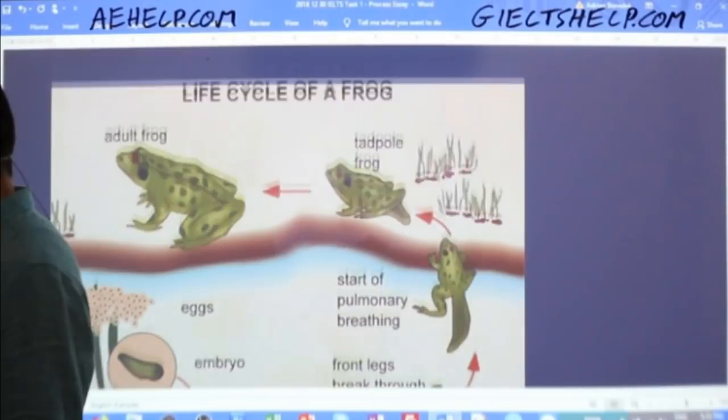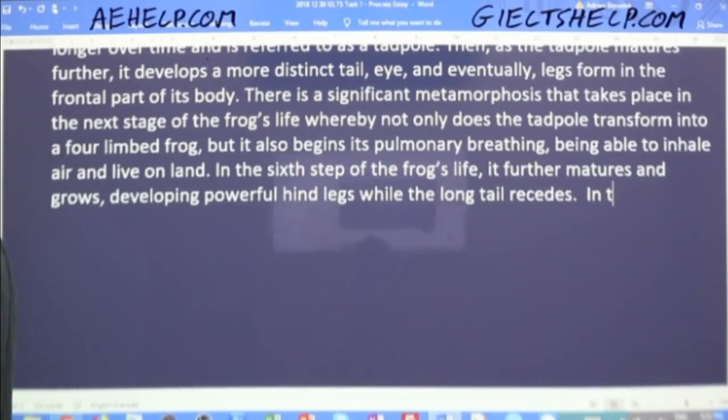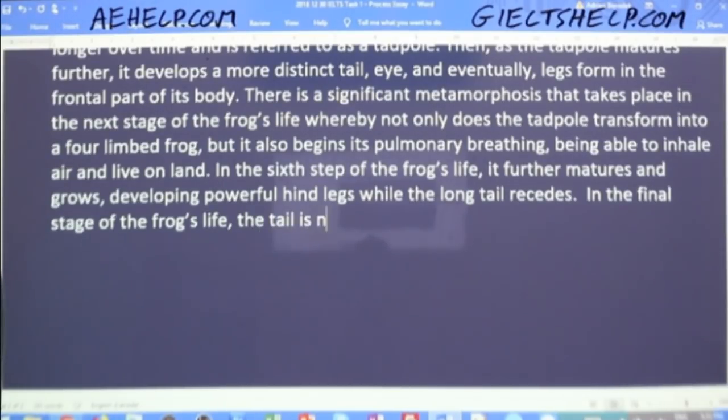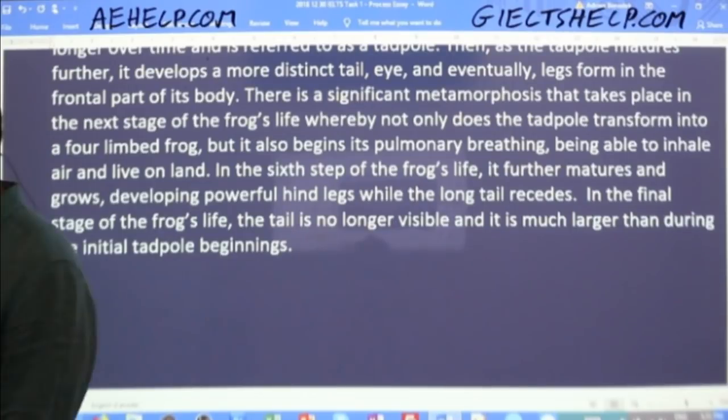In the final stage of the frog's life, number 7, in the final stage of the frog's life, the tail is no longer visible, and it is much larger than during the initial tadpole beginnings. Okay, so just a quick point there.